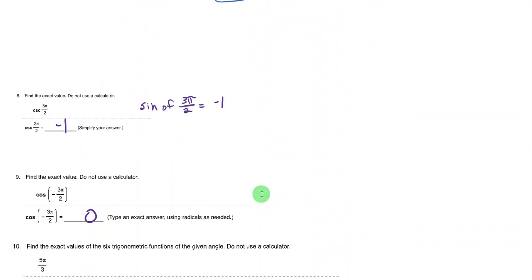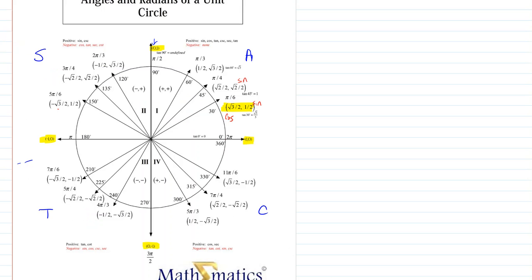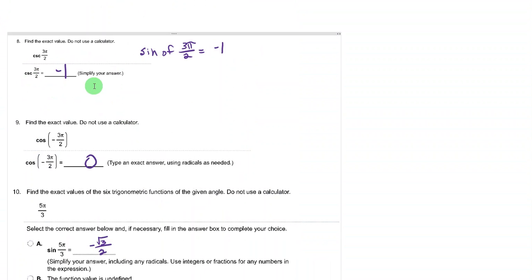Number 8, cosecant of 3 pi over 2. Now you could do that on the calculator, but we remember we can use the sine of 3 pi over 2. If we go to our unit circle, 3 pi over 2 is down here. The sine of that is the second number there, so that's negative 1. And cosecant, if you flip it, you still get negative 1.